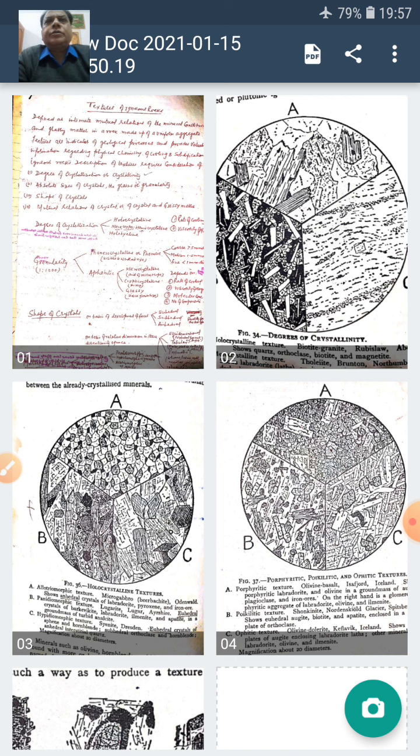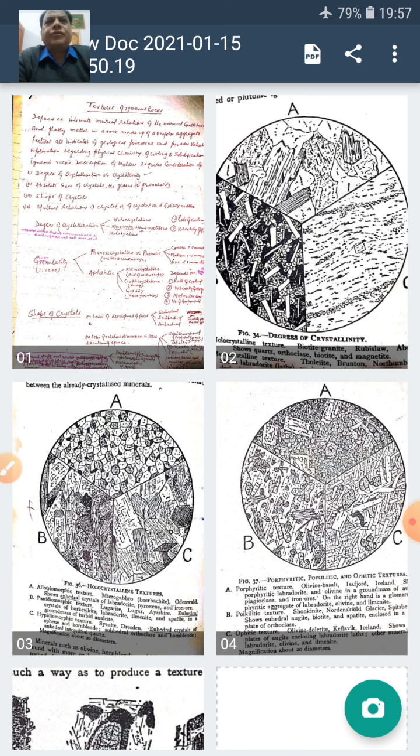As you all know, textures are the intimate mutual relations of mineral constituents and glassy matter in a rock made up of uniform aggregate. And the textures are indicators of the geological processes and provide valuable information regarding the physical chemistry of cooling and solidification of igneous rocks.